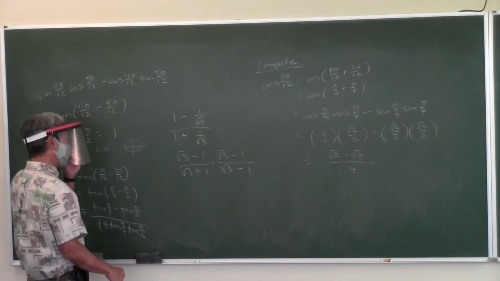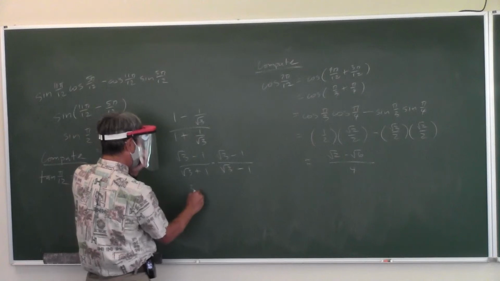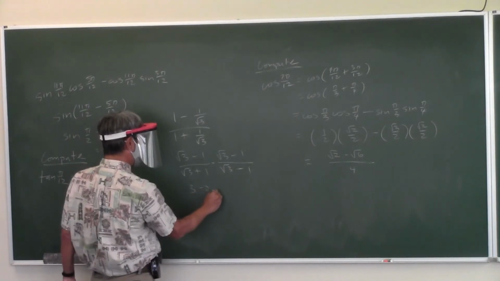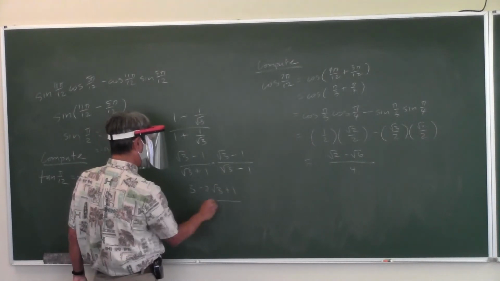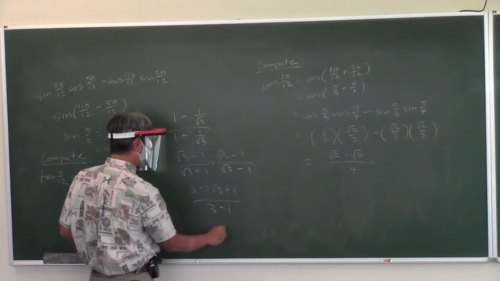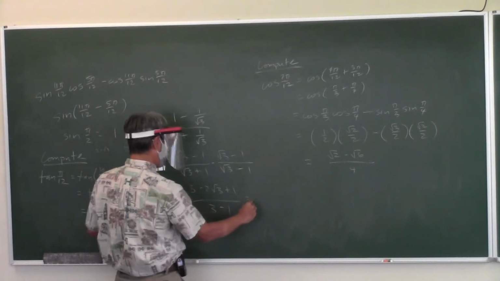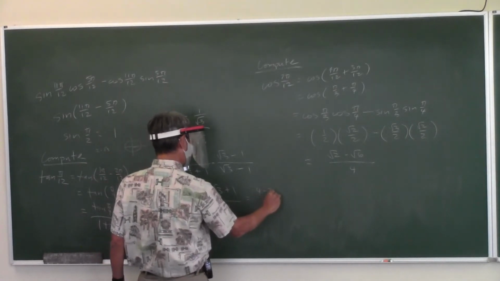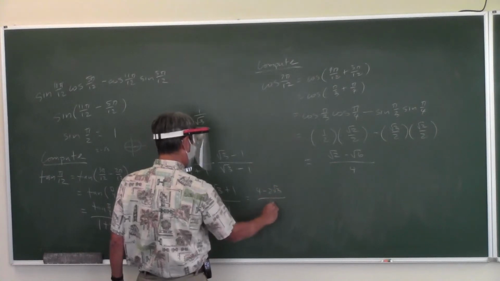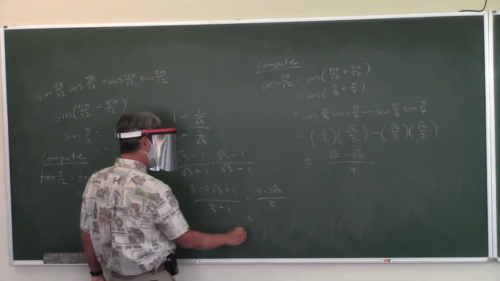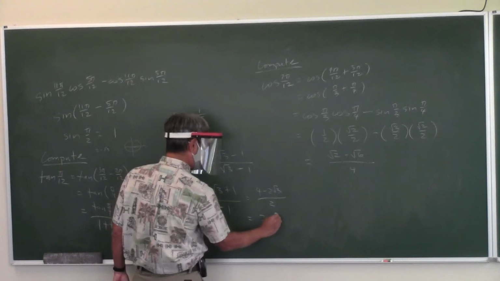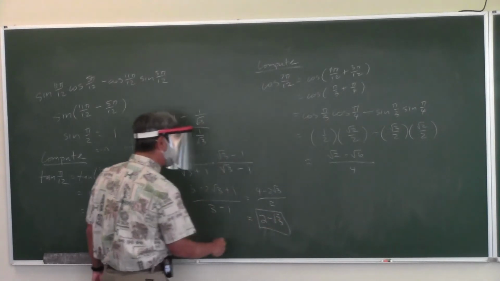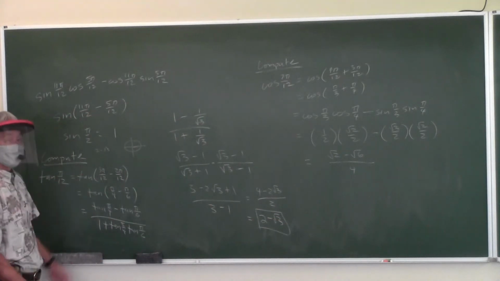Okay, so you multiply out the top, and what do you got? You got 3 minus 2 root 3 plus 1, all over 3 minus 1. What does that come out to? 4 minus 2 root 3, all over 2. Lift and separate: 2 minus root 3. Kabam! See, that was the same answer.